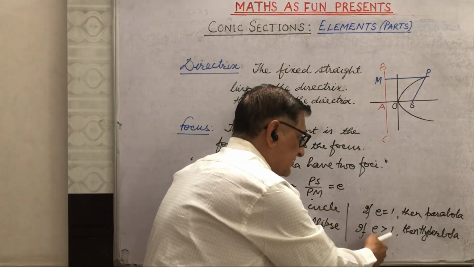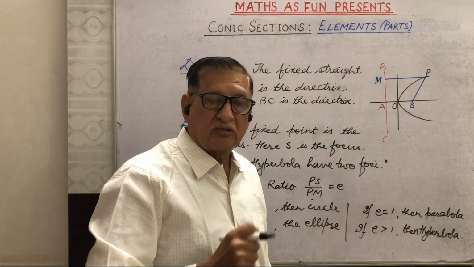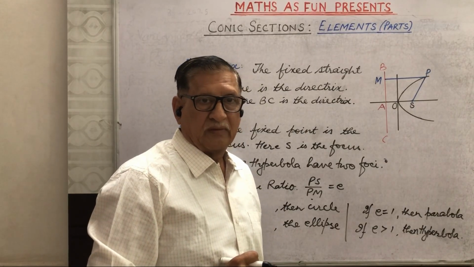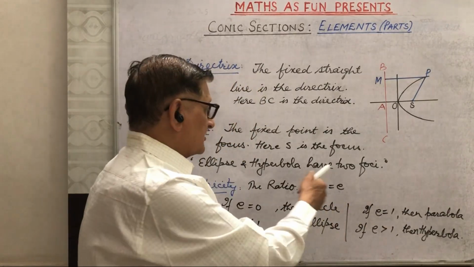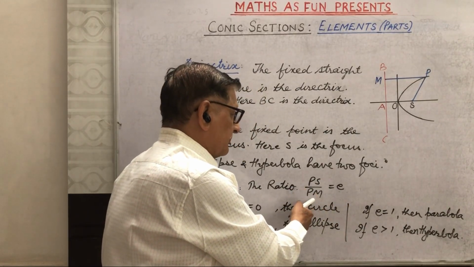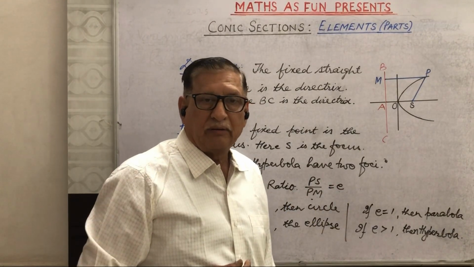And then if E is greater than 1, then the conic section is a hyperbola. For a hyperbola, E is greater than 1. It means we can say that PS upon PM greater than 1 means PS will be greater than PM.